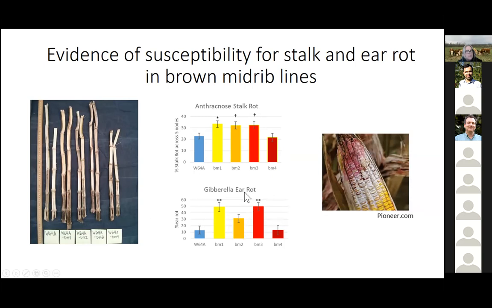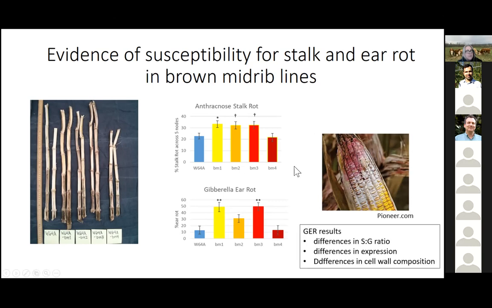Gibberella ear rot is a fascinating case study because brown midrib 1 and 3, which are what is available in hybrids for commercial use, are more susceptible to gibberella ear rot, and not brown midrib 2 or 4. And that's a fascinating case because brown midrib 2 and 4 have different SG ratios than brown midrib 1 and 3. And if you'll remember, 1 and 3 are further down in the monolignol pathway and 2 and 4 are further up that feed into the monolignol pathway.